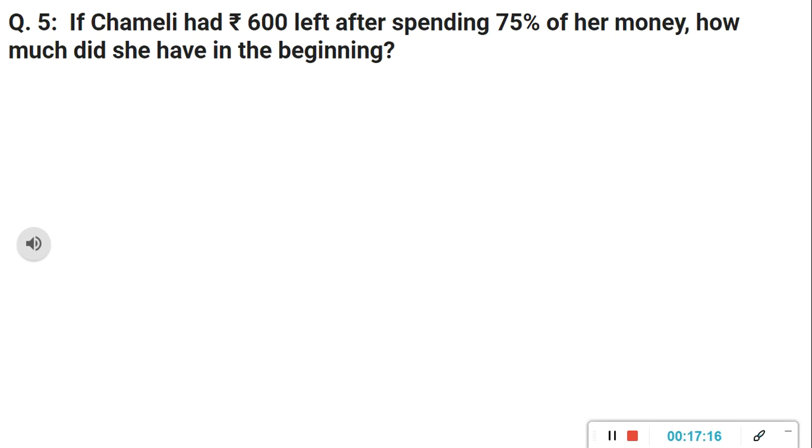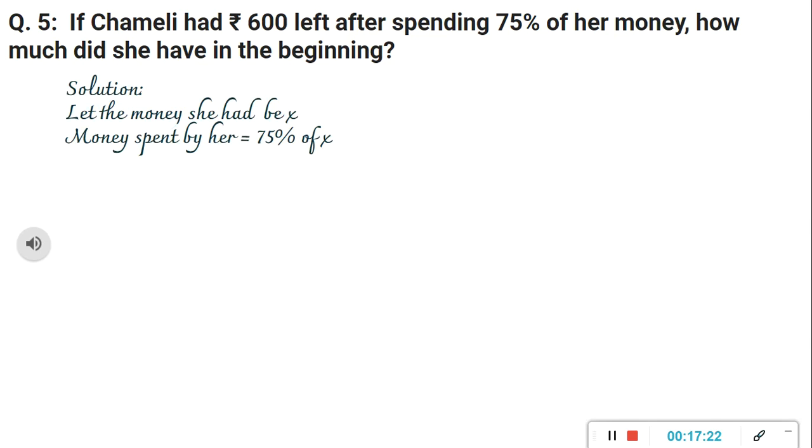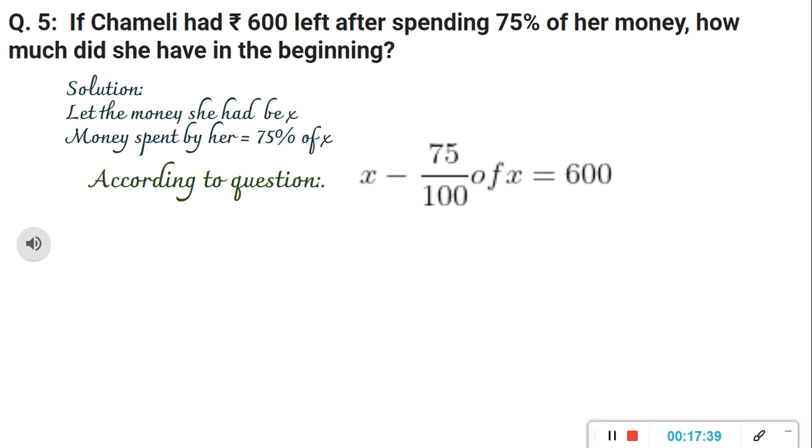Let the money she had be X, then money spent by her is 75% of X, isn't it? 75% of total money she spent. Now 600 rupees is left with her. So according to the question we can write X, that means total money, minus 75% of X, is equal to 600. So here "of" means into, that is 75x. So if we take 100 as denominator, the LCM, then 100x minus 75x upon 100 is equal to 600.